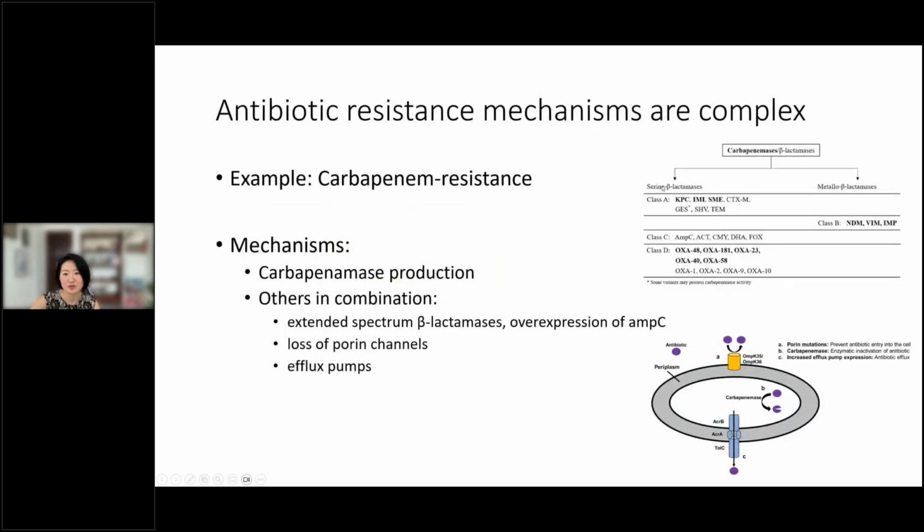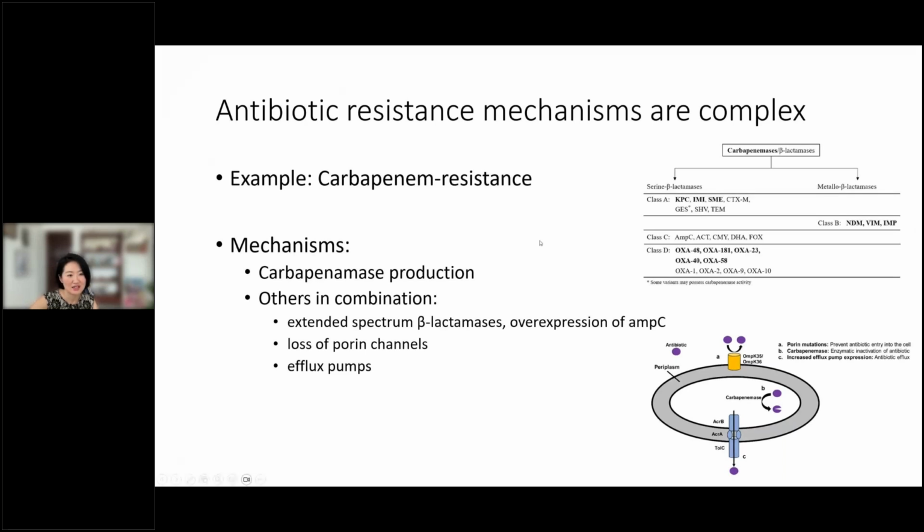This can be attributed to carbapenemase production, which refers to an enzyme that can actively break down carbapenems, which is a last-line antibiotic. And carbapenem resistance can also be due to a combination of other resistance mechanisms, such as extended spectrum beta-lactamases, overexpression of AmpC, loss of porin channels, and efflux pumps. Each of these resistance mechanisms are preferentially present in different organisms.